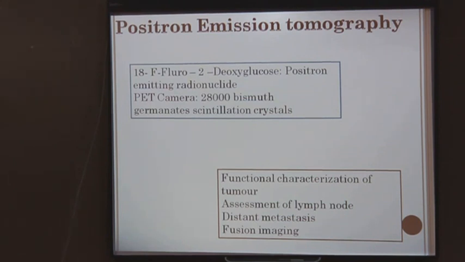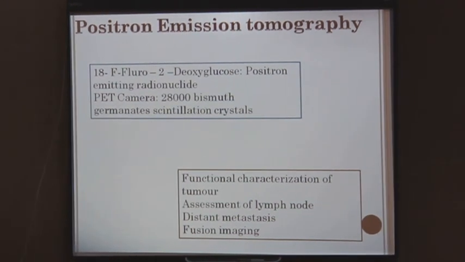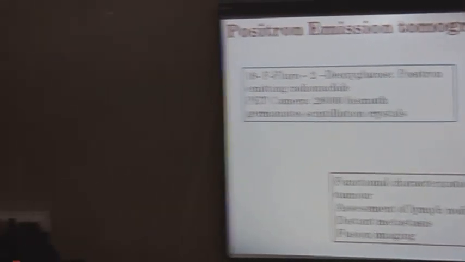And in CT I told you the detector is made up of solid crystals, scintillation materials. Here they are using bismuth germanate scintillation crystals. The material in which the PET camera detectors are made is that. So these are MCQ questions. How it happens is not important for us, but basic MCQ questions you will just have to know.